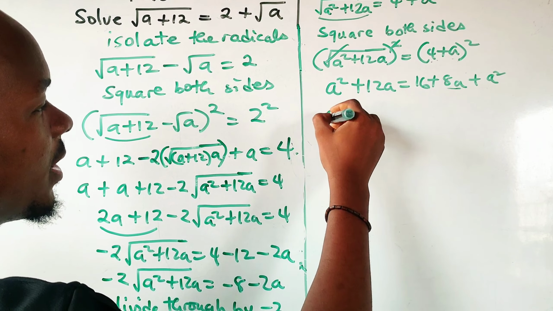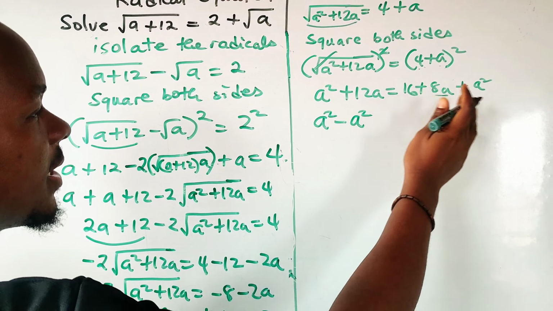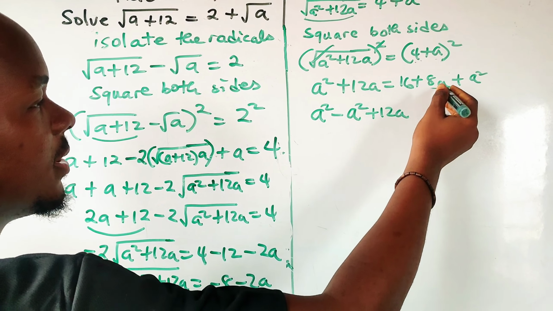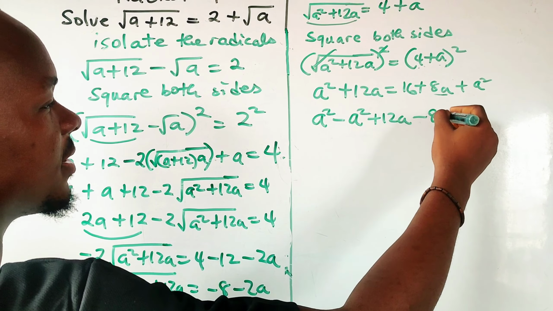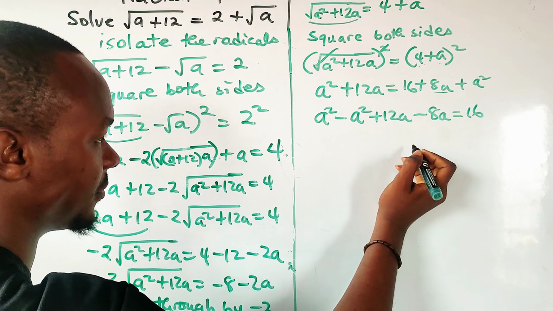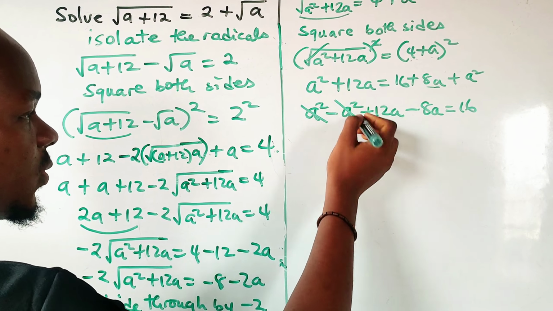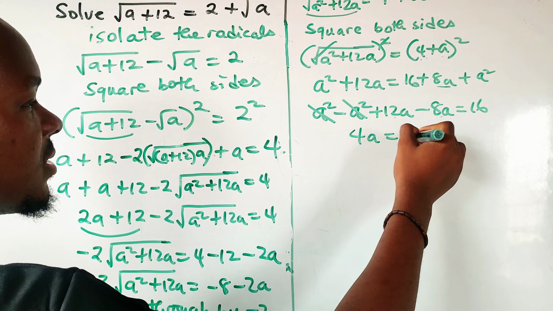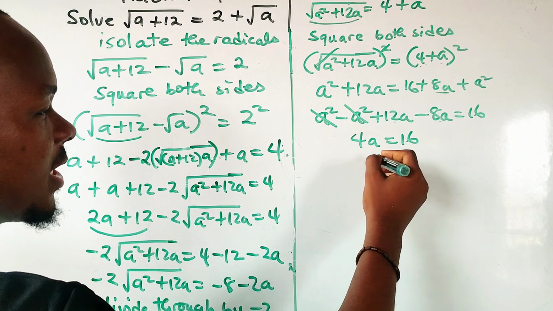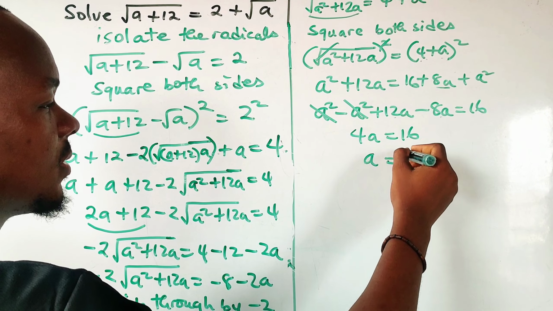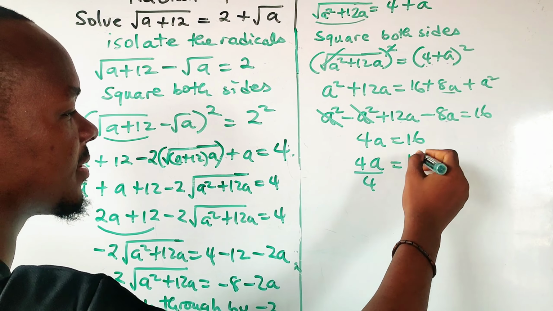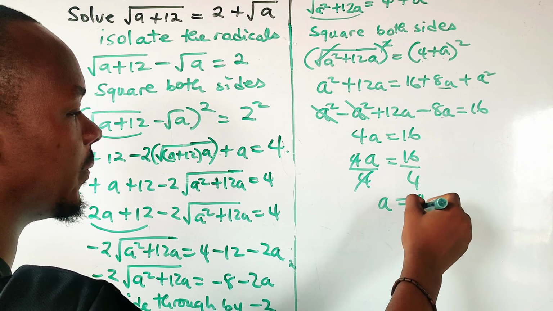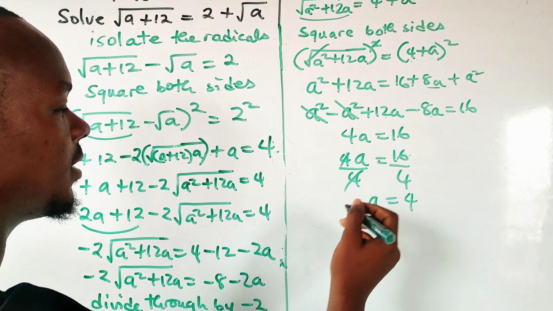So collecting like terms, I'm going to have a squared minus a squared, as this a squared comes over. Then plus 12a, this 8a comes over, minus 8a equal to 16. A squared minus a squared is 0. 12a minus 8a is 4a equals 16. So you're going to divide both sides by 4. So a equals 4a over 4 and 16 over 4. 4 cancels 4. A equals 4 because 16 divided by 4 is 4.